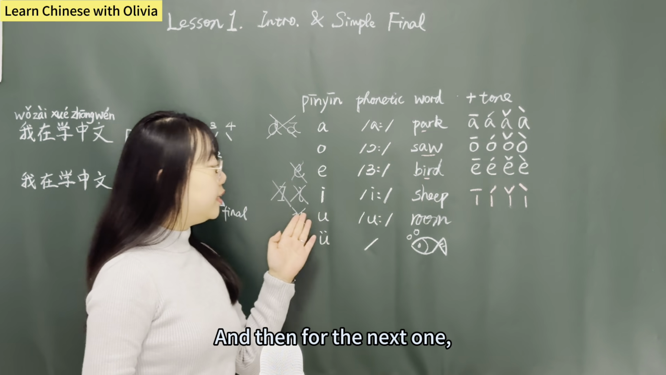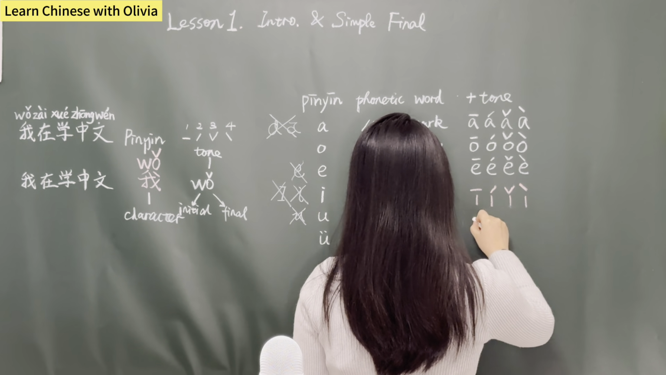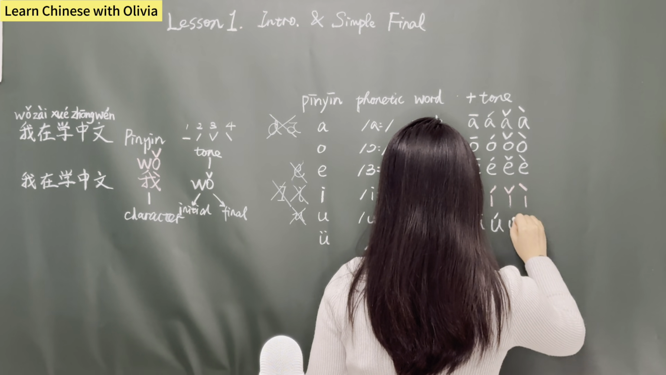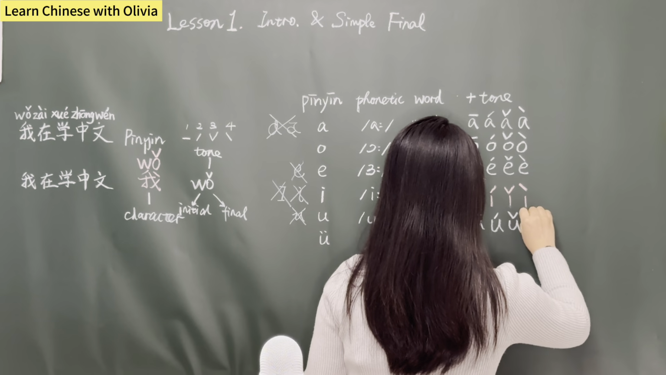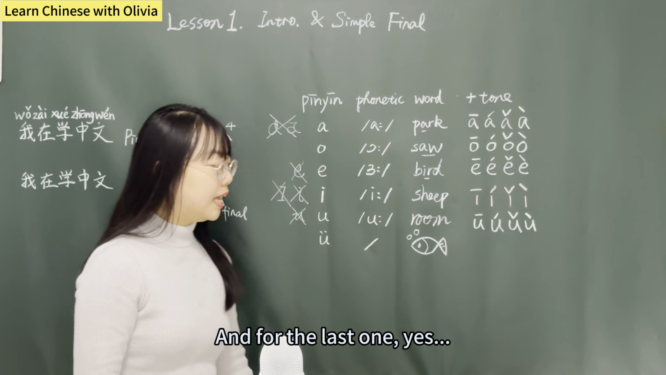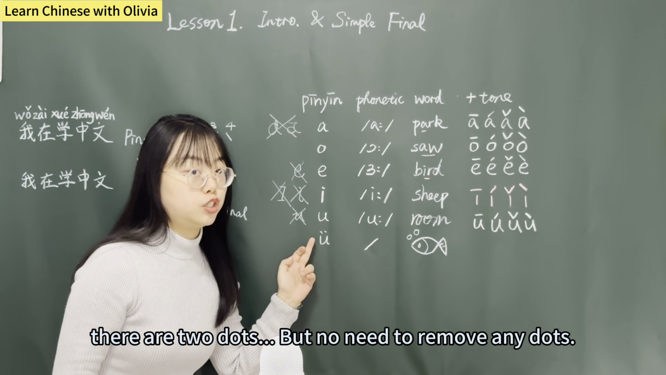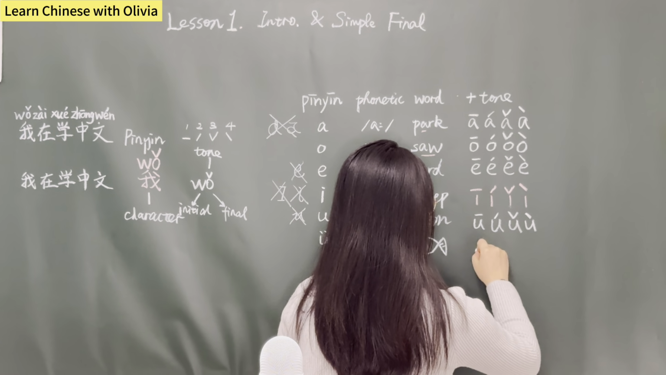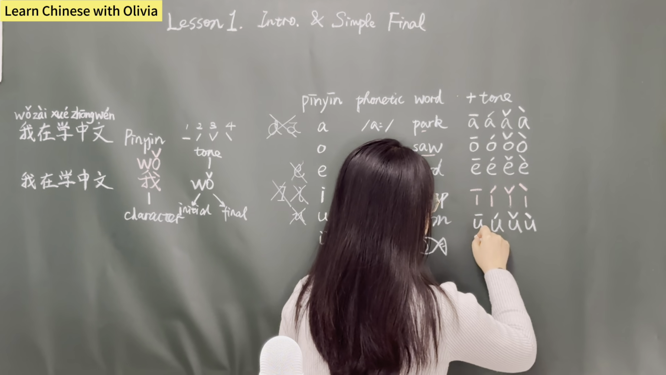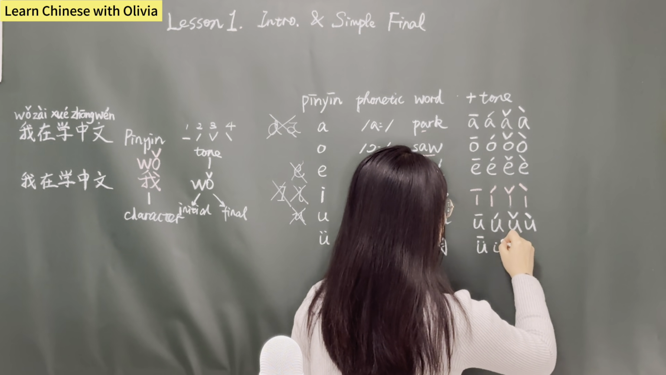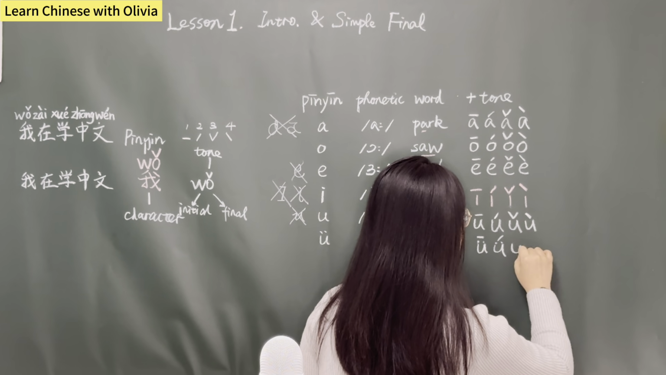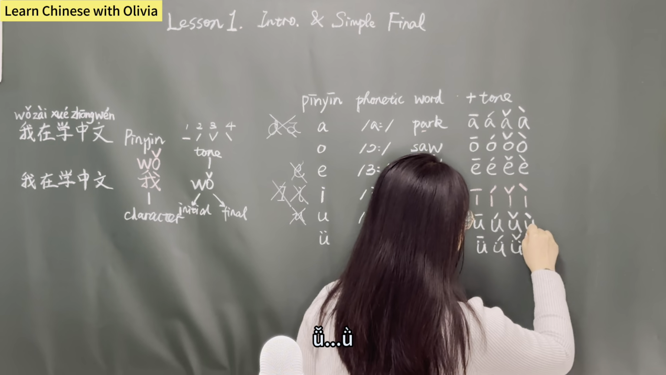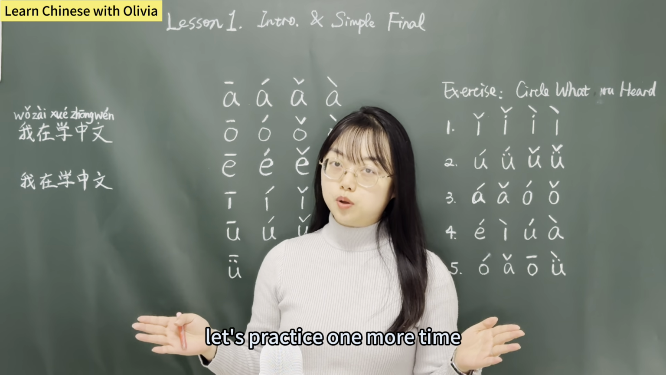And then for the next one, u. And for the last one, yes, there are 2 dots, but no need to remove any dots. Yu, yu, yu, yu. Let's practice one more time.